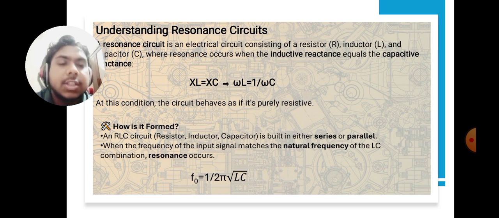Now, jumping back to the previous one, how is an RLC resonance circuit formed? An RLC circuit, resistor, inductor, capacitor, is built in either series or parallel configuration. When the frequency of the input signal matches the natural frequency of the LC combination, resonance occurs, which we express with the formula f0 equals 1 by 2 pi root LC.